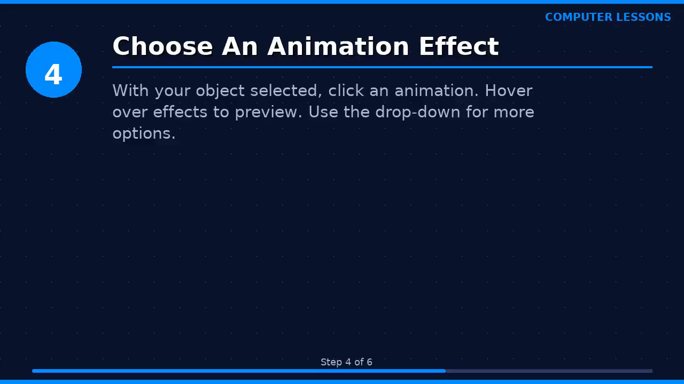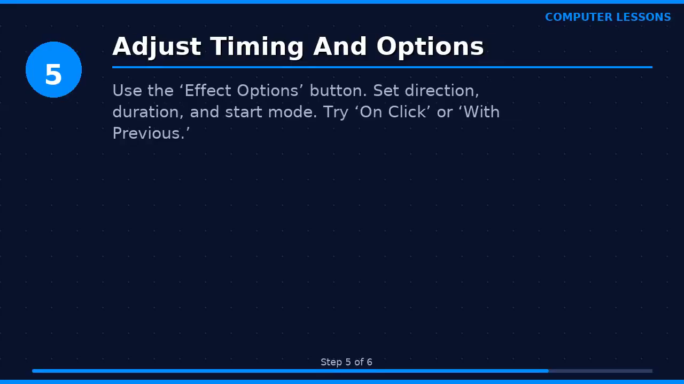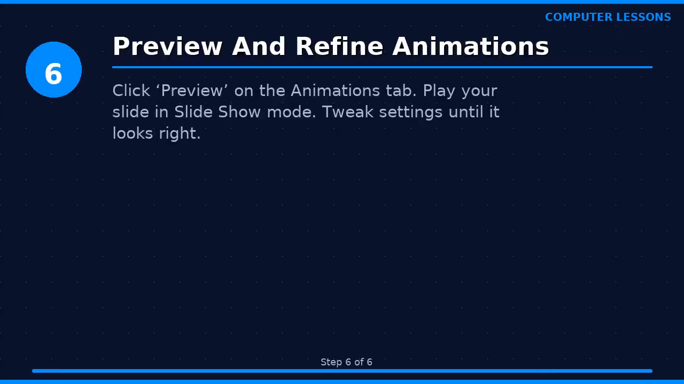Don't see your perfect move? Drop down arrow, full gallery, and now you're calling the plays. You tweak effect options, change direction, adjust duration, faster break, slower build, whatever your flow needs. Start it on click, with previous, or after previous, so every element hits its cue. You smash that preview button, or run the slideshow from right there, and dial in the timing until it's money.